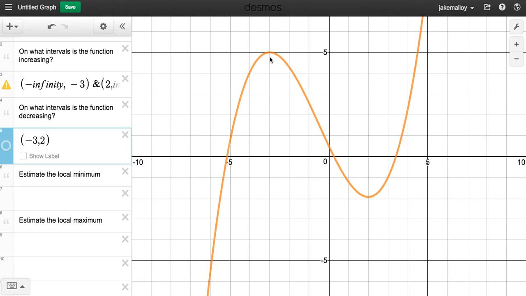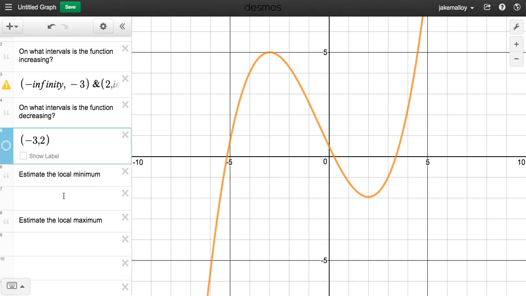So in this interval, one thing to note is that we left our intervals open, assuming that this is the turning point at -3 and at 2. At that point it's not increasing or decreasing, so we can leave those points out, but go up to those points.